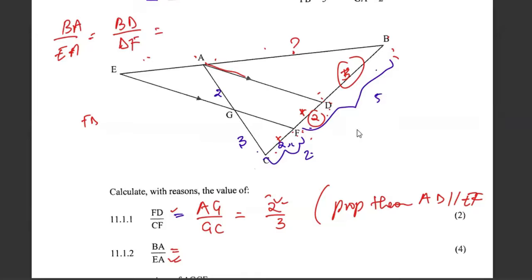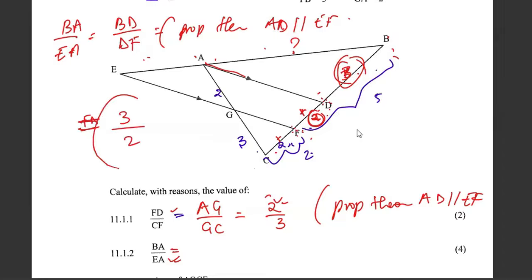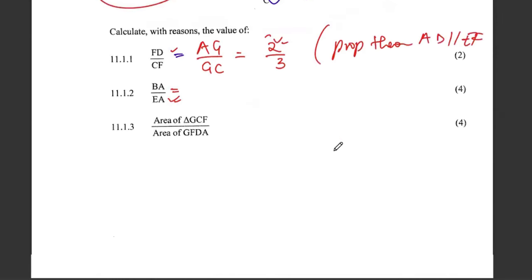What do they want? You just need to flip this around. So the reason is going to be still the proportionality theorem. AD is parallel to EF. Okay, then having said that, we know that our BD, from here up to here, we said is 2 units. Sorry, FD is 2, which means this BD is going to be 3 units. So BD is 3 over 2. So that is how I would have obtained that.